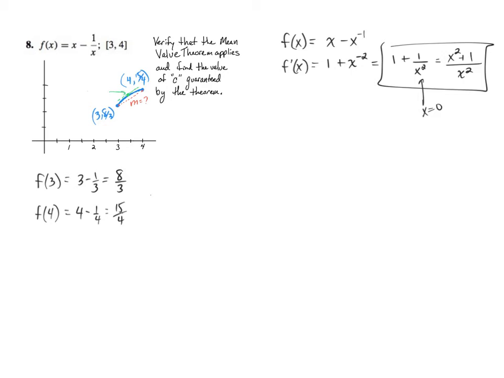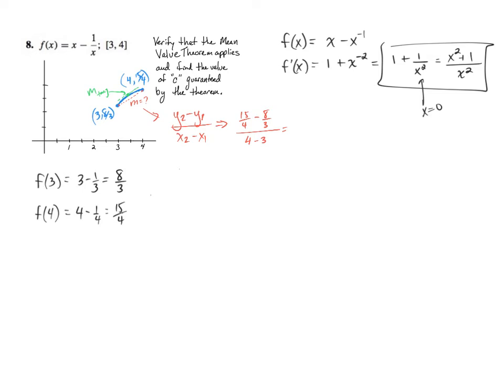So the slope of the tangent line is going to be equal to the slope of that secant line somewhere between 3 and 4. So why don't we first find out what the slope of that red dotted line is. I'm going to use red, and to find that slope, we just use our 7th grade slope formula, y2 minus y1 over x2 minus x1. In this particular case, we're talking about 15/4 minus 8/3 over x2 minus x1, which is 4 minus 3, which of course is just 1.